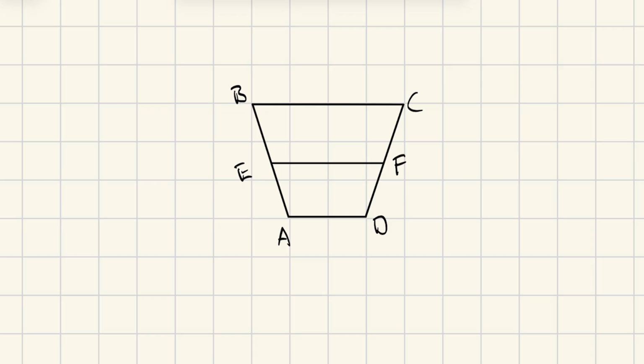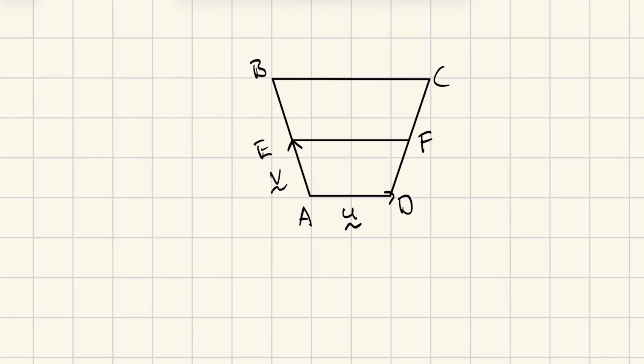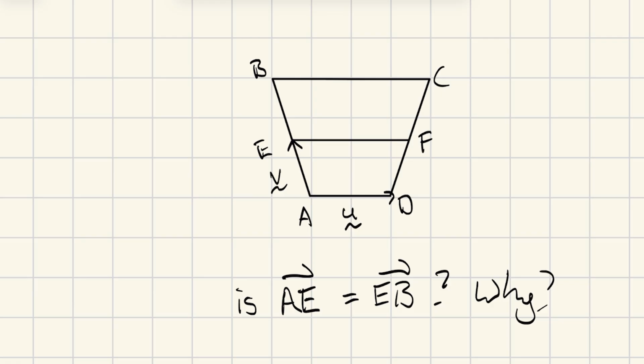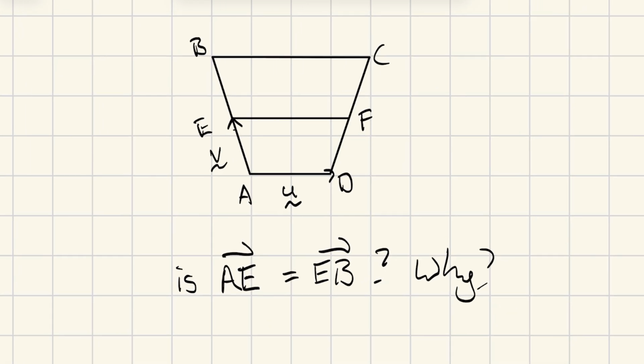Sometimes questions will give you this, but if they don't, usually it's easiest just to label two vectors. So for example, label this one U, AD is U, and AE is V. This will really help you if the question doesn't tell you to do this. So a sample question could be like, is AE equal to EB and why? Now AE is this line here, which is V.